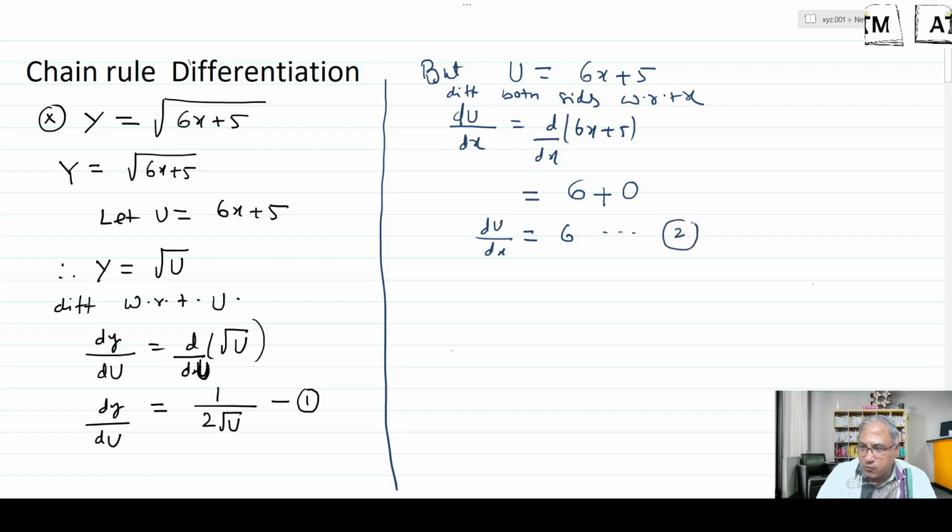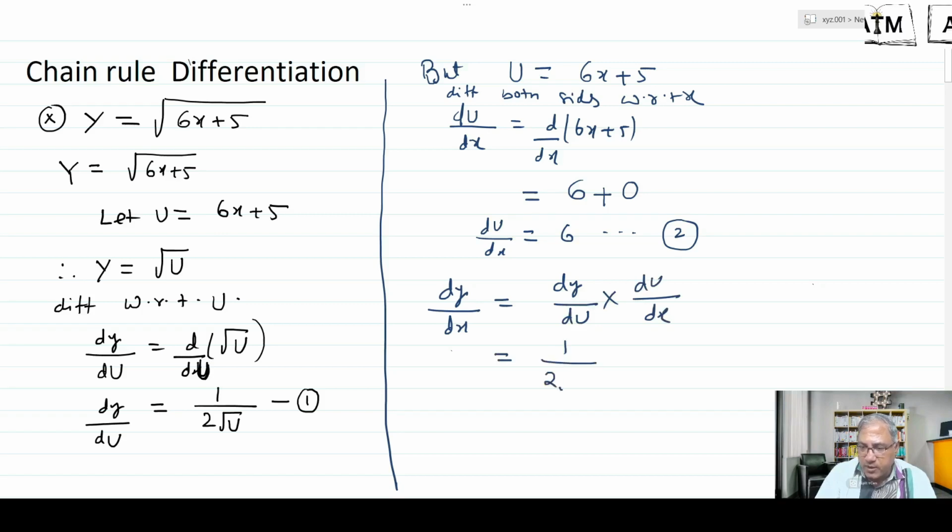Call it equation 2. Now, I said in the chain rule, first you get dy by du, and in the second step you get du by dx. Now you have to multiply both of them. So what is the chain rule formula? dy by dx equals dy by du into du by dx. You multiply both the results.